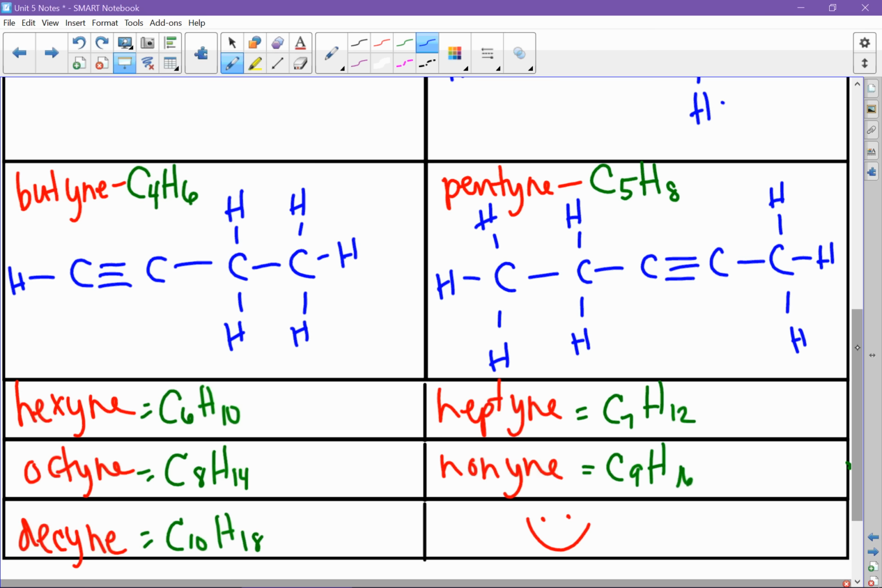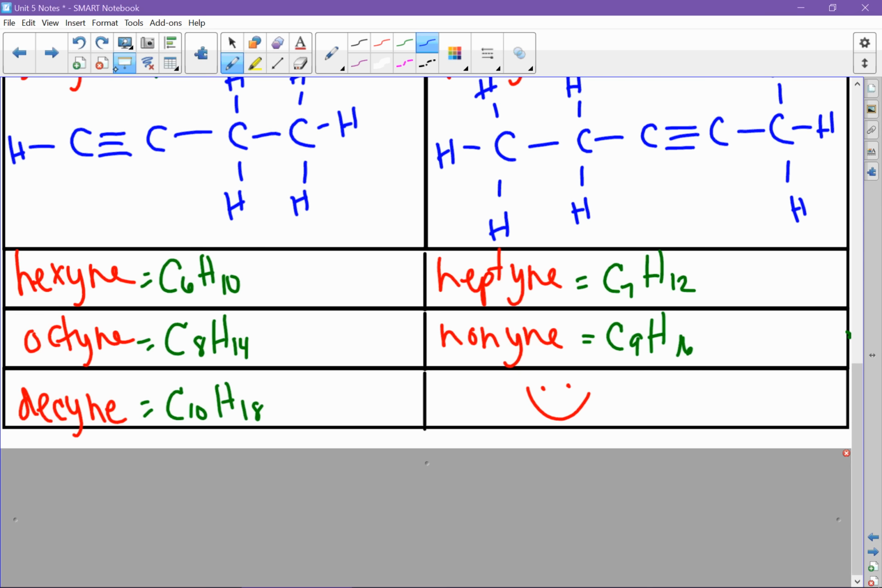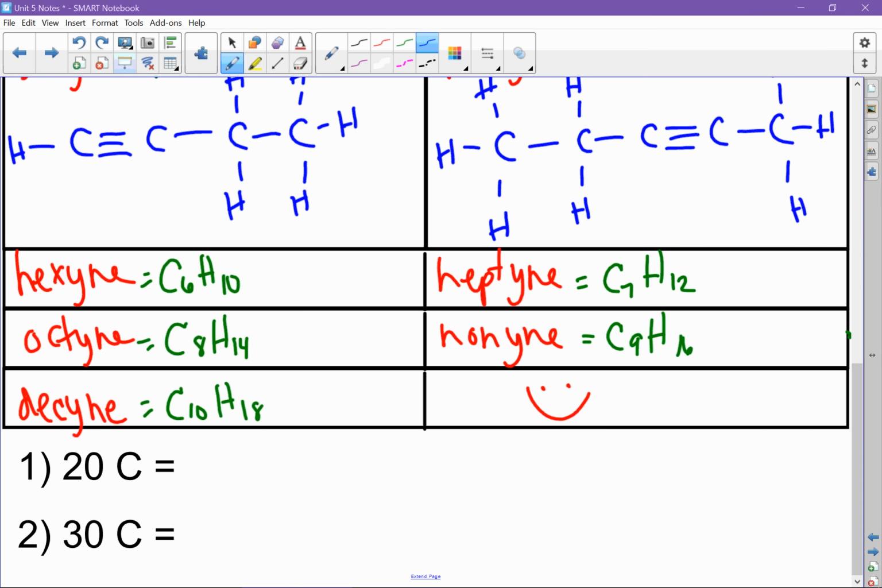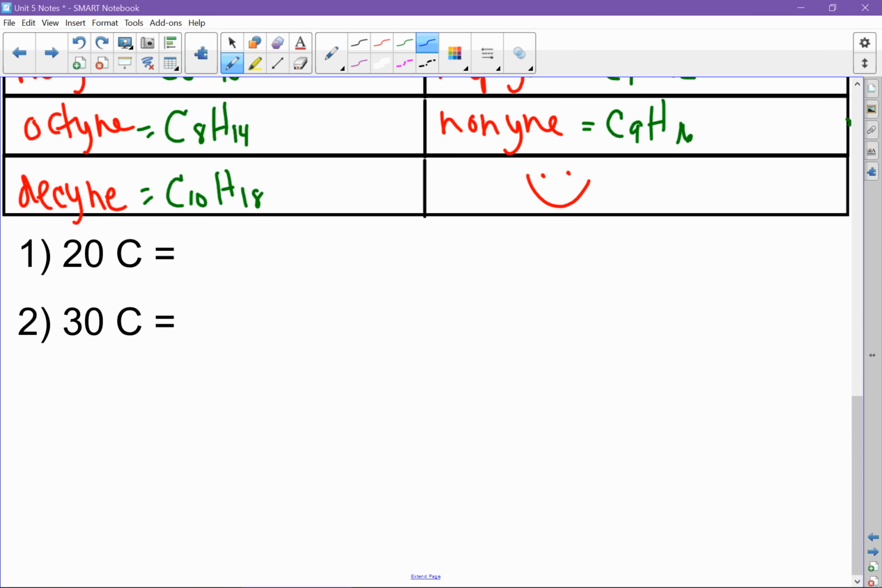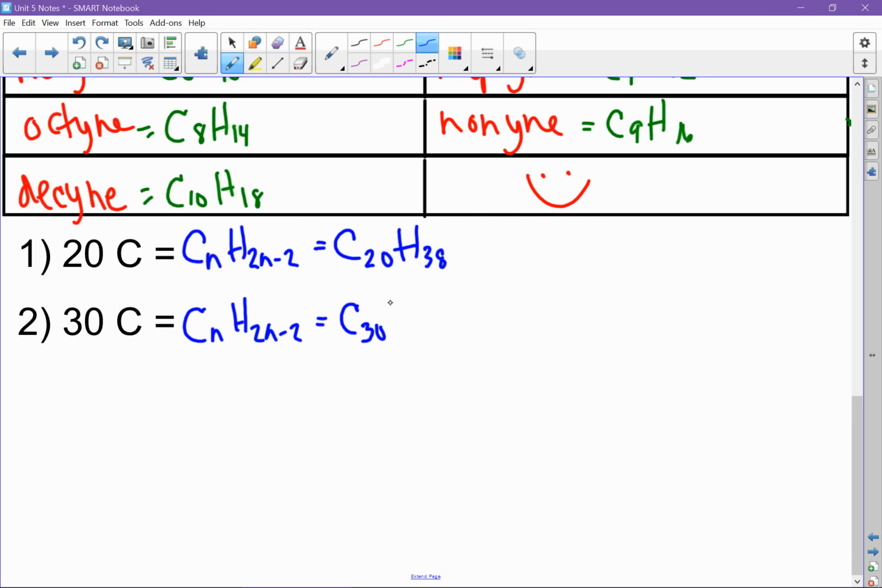All right, you're now an organic pro. Let's see if we can try these questions at the bottom. If I had 20 carbons in an alkyne, I would use this formula. So if my carbon is 20 times 2 minus 2 is 38 hydrogens. If I had 30 carbons and I used this little formula, I would do 30, and for my H's, I would times 2 minus 2.